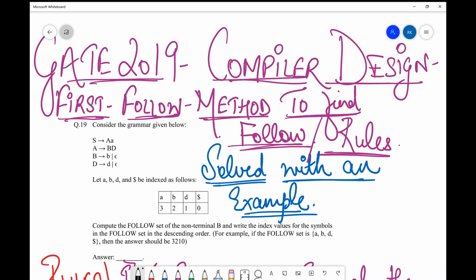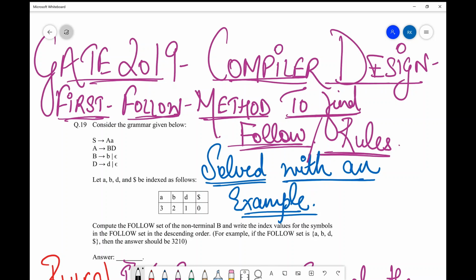In case you have not seen my video or you want to revise the basics of how to find first, you can please view this video which is coming above in the suggested videos. It is a very concise video. We have discussed all the major rules of finding first, and also we have solved that with this GATE 2019 example, which is from previous year questions.